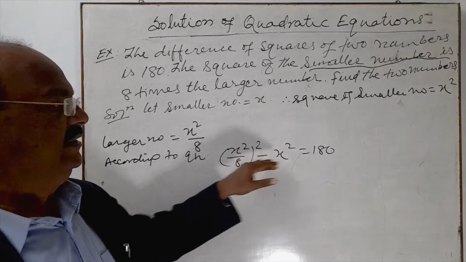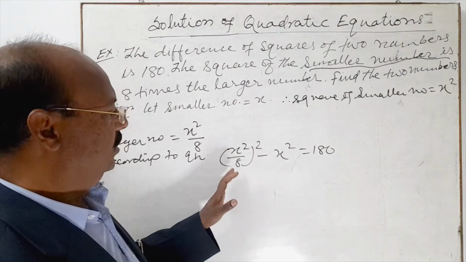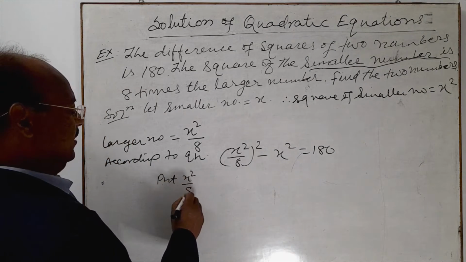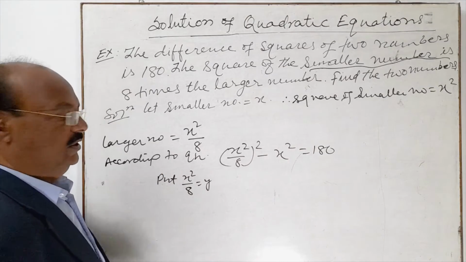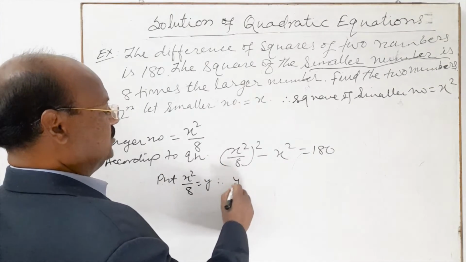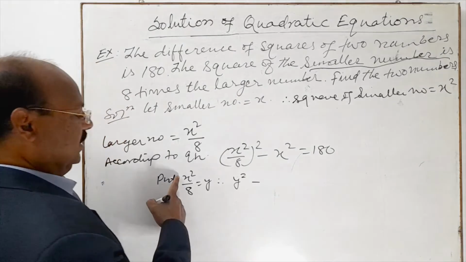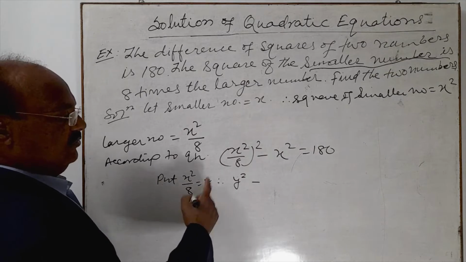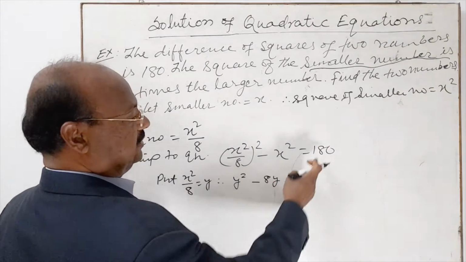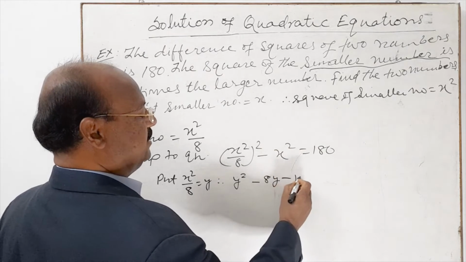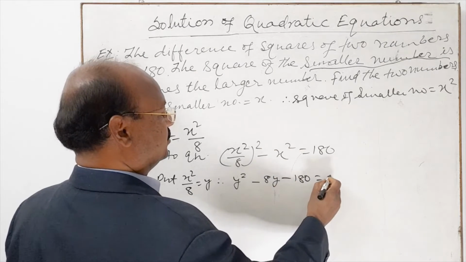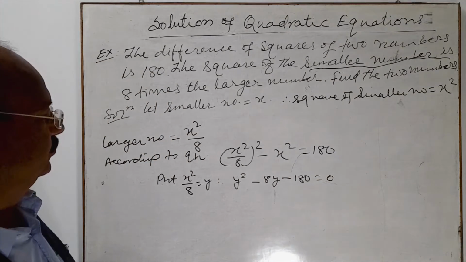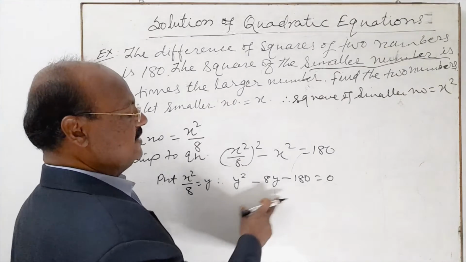So now let us simplify this expression. For convenience, let us put x square by 8 equal to y. So this term becomes y square, and minus, since x square by 8 is y, x square is equal to, by cross multiplication, 8y. And transposing this 180 to the left hand side, minus 180, this is equal to 0.